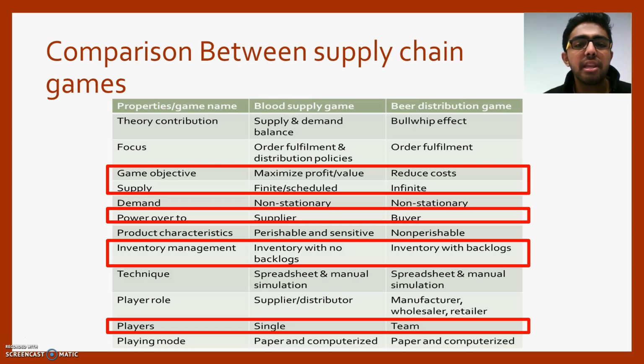Blood supply chain mainly focuses on making money. Making money at a limited supply, fixed schedule. The power is given to the supplier and not to the buyer. Inventory has to be maintained with no backlogs, and a single player plays this whole game.